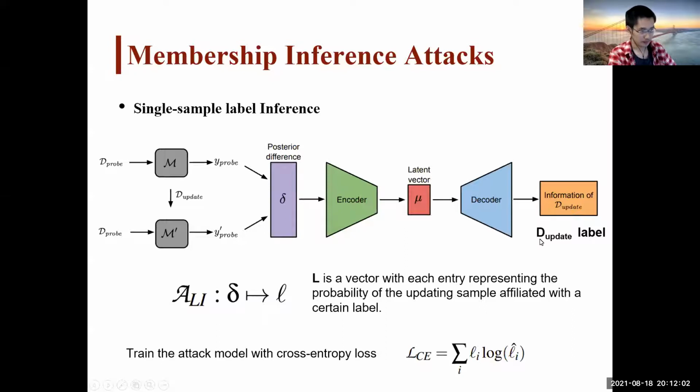In this attack, given a difference, which comes from the shadow model, the single sample label inference attack is defined as getting an output vector L, a vector with each entry representing the probability of the updating sample belonging to a certain label. Since it's the easiest one, this general pipeline can summarize the attack method. In the first phase, the adversary will generate her attack input, that is the posterior difference, which comes from the difference between two outputs of the shadow models.